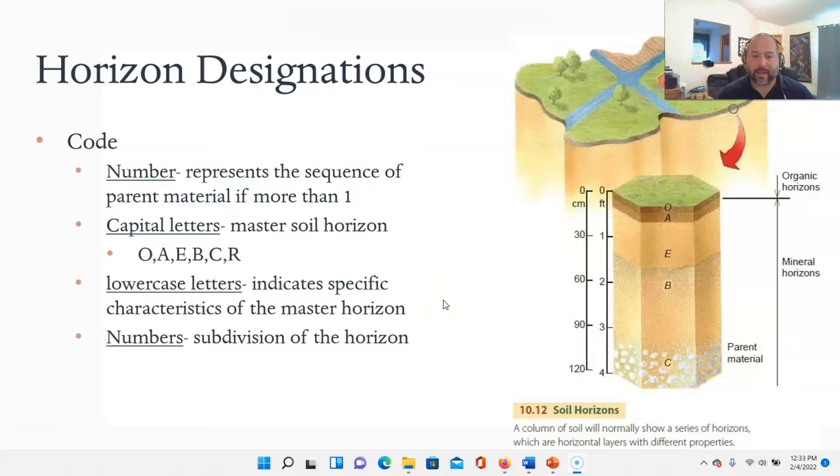After the lowercase letters, you could then have numbers again, which would be subdivisions of the horizon. So if there's some sort of a reason to say that this part of the horizon is different from this part of the horizon, but it's not a completely different horizon, then we would use the number system to separate those. We'll show some examples and do our best to make that understandable.